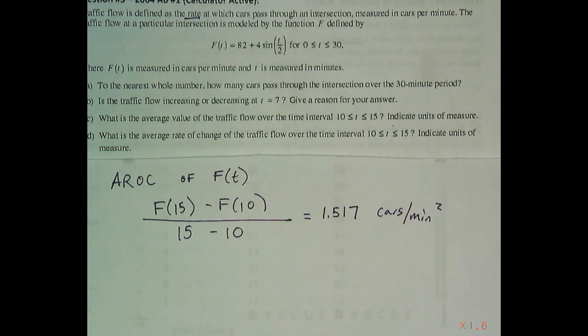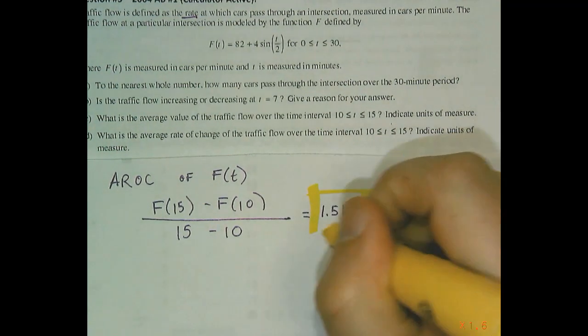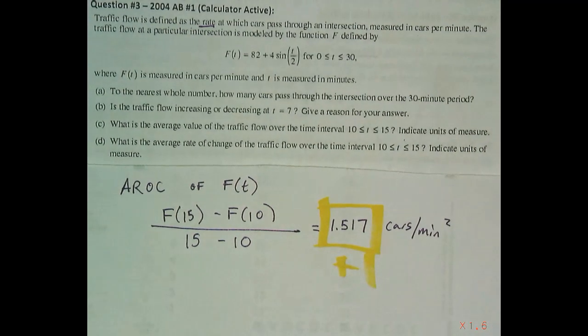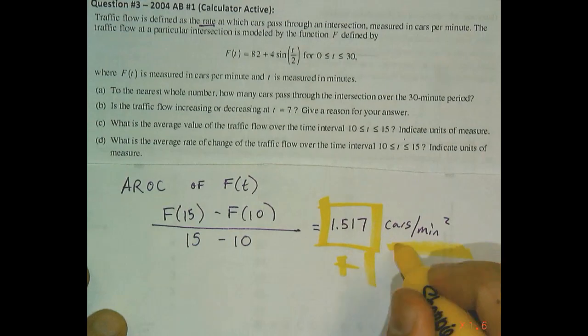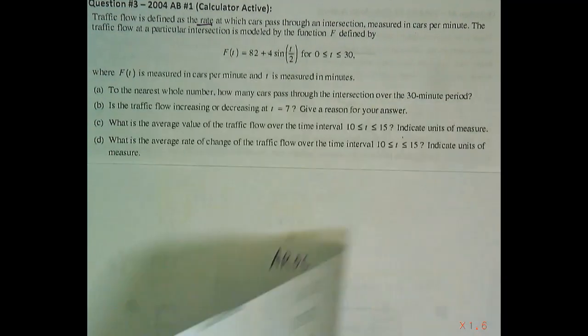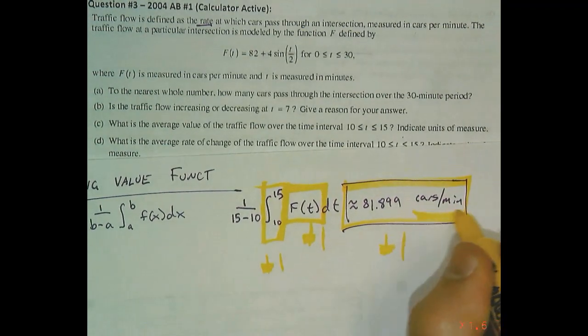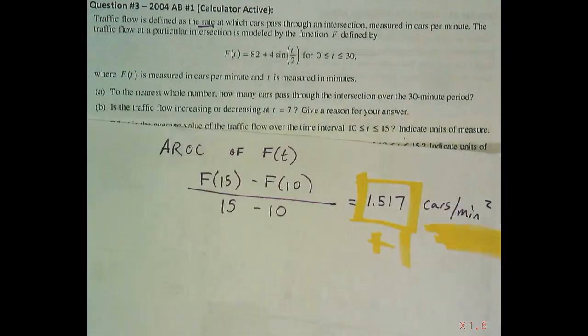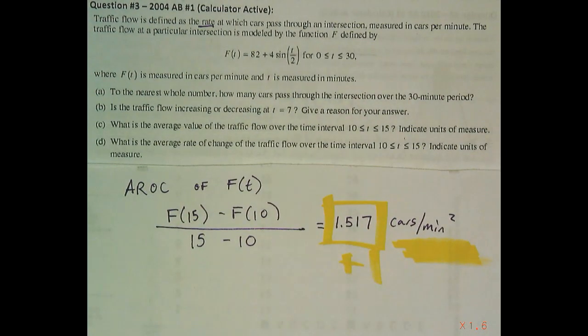1 point for the answer. And then your ninth and final point is, do you have the units right in part C and part D? Having your units right in both of those parts gives you the ninth and final point.